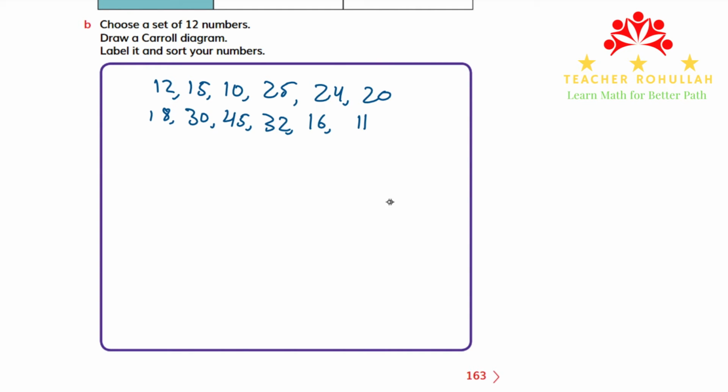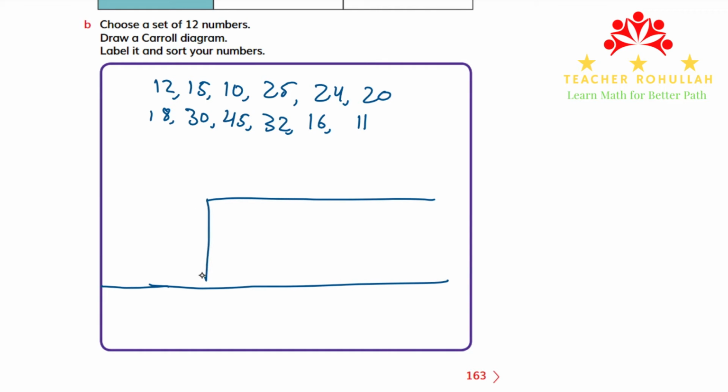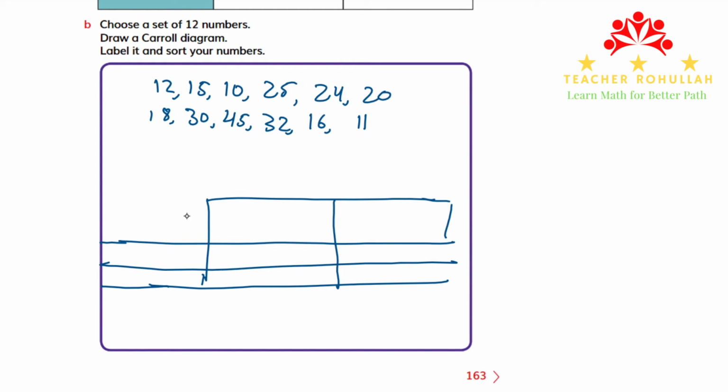I will make the Carroll diagram for this. So the Carroll diagram, let me make it a bit longer. Okay. Well, so here we say odd, not odd. Here we say multiple of 5, not multiple of 5.